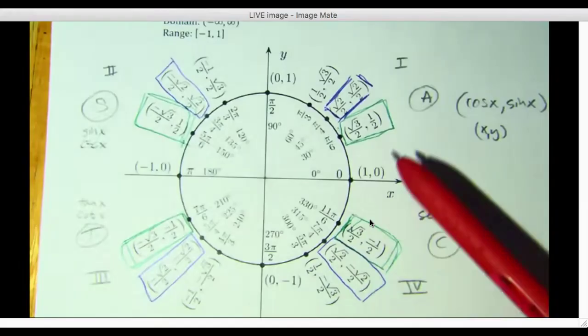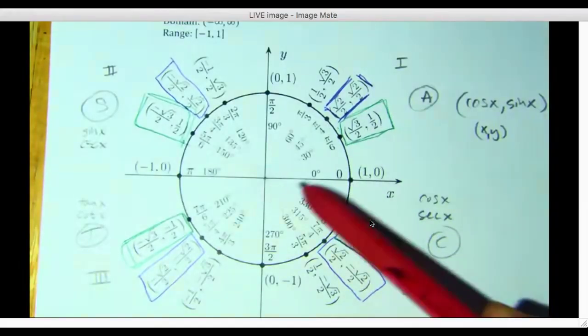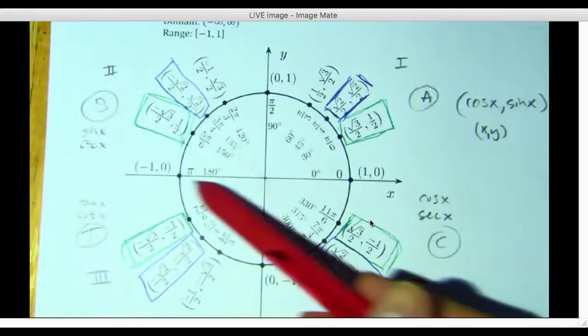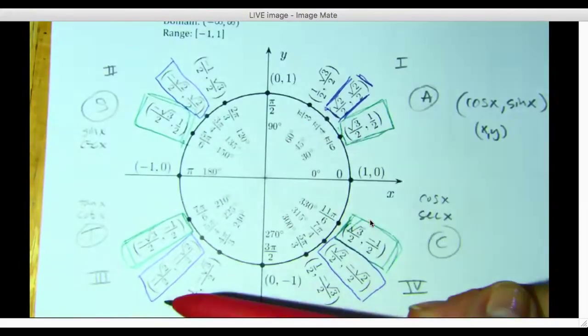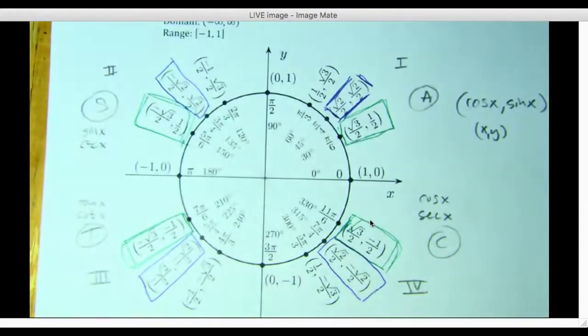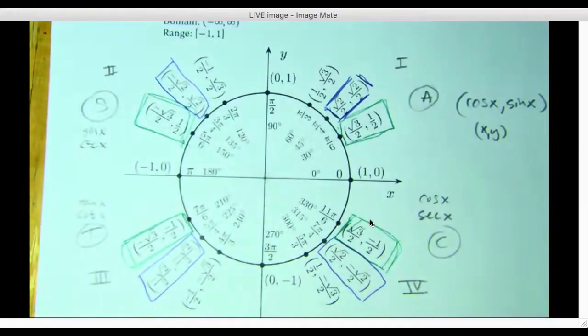You can also think through it in relation to the coordinate system. In quadrant 1, x and y are both positive. In quadrant 2, x is negative, but y is still positive. In quadrant 3, x and y are both negative. And in quadrant 4, x is positive, but y is negative.